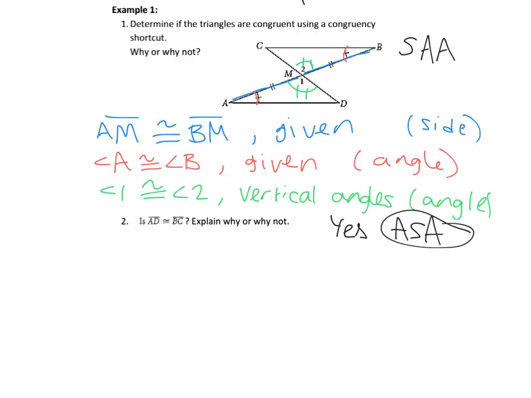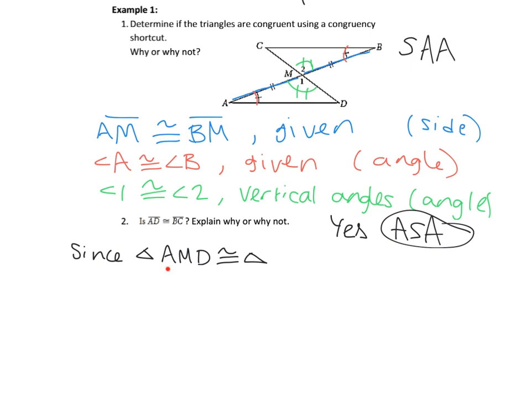So the next part asks us, is AD congruent to BC? Why or why not? Well, we know that the triangles are congruent, so since triangle AMD is congruent to triangle. Now here I would like you to finish filling that part in. I said triangle AMD, so you need to figure out how to write the triangle it's congruent to, which way to write the letters, so that all the parts match up. So go ahead and do that right now, please.